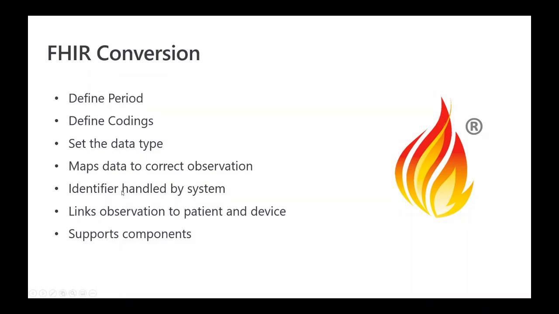We handle for you mapping the data to the correct observation based off the time that it was recorded as being observed. And we also make a deterministic identifier. So as data comes in, we can save it, and then if data for that same observation needs to be amended later, we can identify it and update it accordingly. And then all the observations that we create are linked to both the patient and the device. For those that are familiar with FHIR, we support not just single value observations, but there's a concept of components. An example of this would be a blood pressure observation, where you can have components for diastolic and systolic blood pressure.